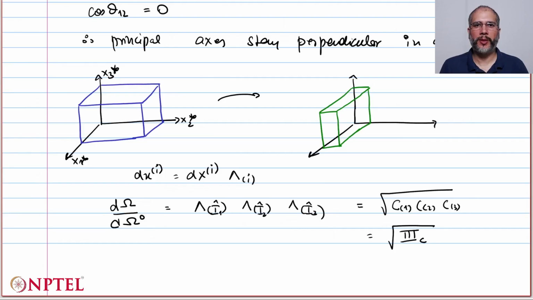So if I'm interested in knowing the volume change, all I have to do is find the determinant of the C tensor, which actually is the third invariant of C. I don't have to transform it to the principal coordinates as such.